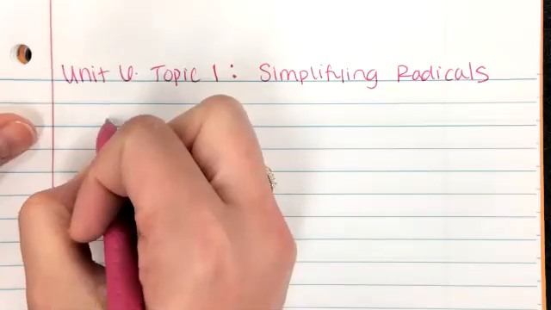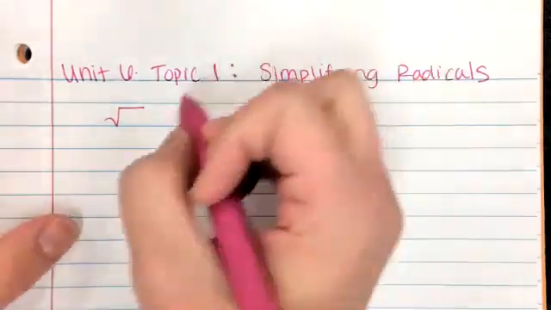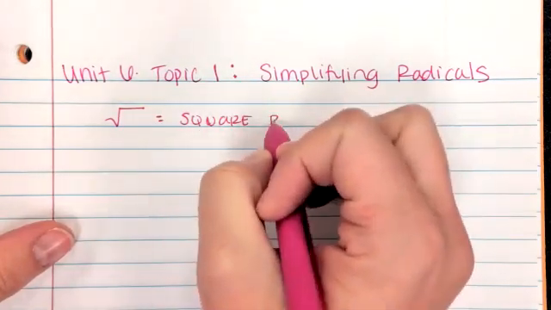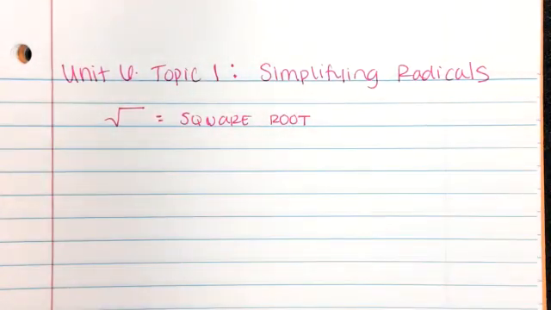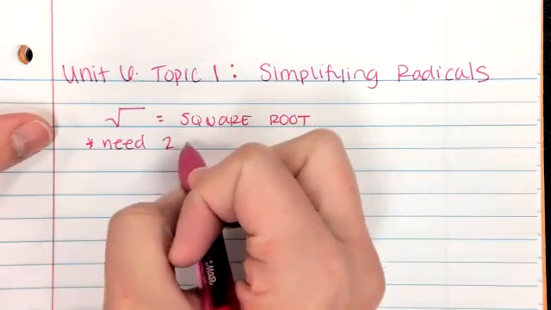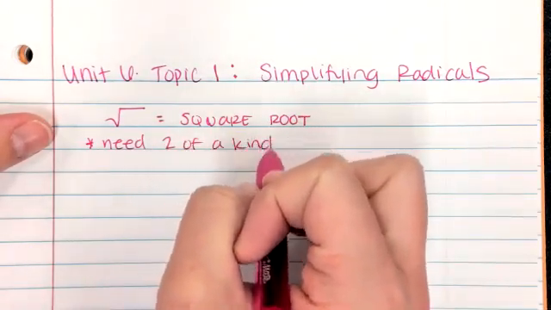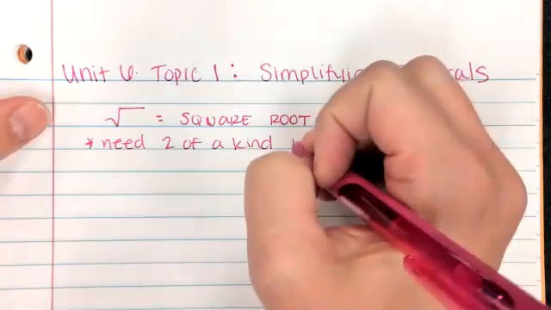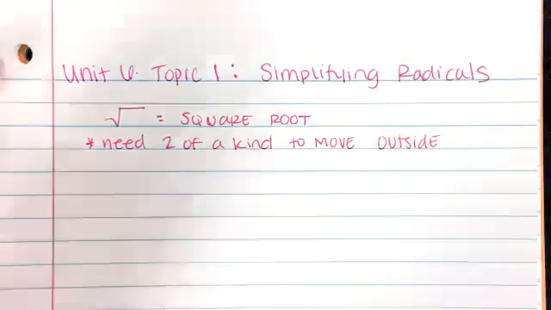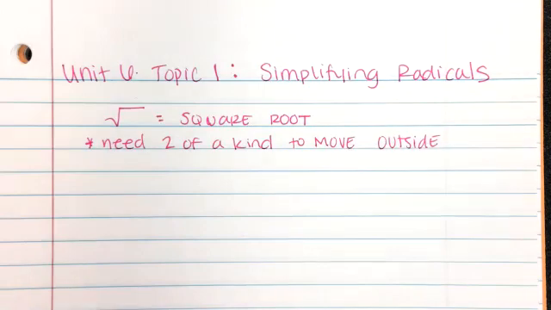So first thing, you have to know what this is. What is this symbol? A square root, a radical. Okay, so this is a square root. In order to take something out of a square root, I have to have 2 of a kind. That means 2 of the exact same things to move outside. So I have to have 2 of something, 2 numbers the same, 2 letters the same to move outside, okay?